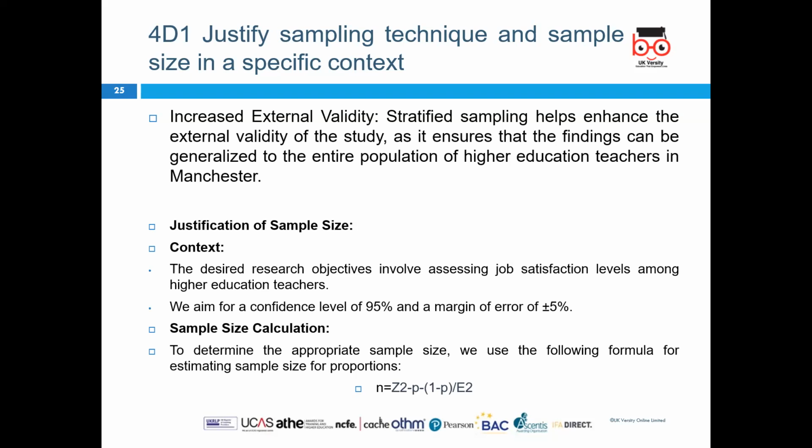So justification of sample size: the desired objectives involve assessing job satisfaction level amongst higher education teachers. Then we aim for a confidence level of 95% and a margin of error of plus or minus 5%. Then next is sample size calculation. Again, to determine the appropriate sample size, the formula n = Z² × P(1 − P) / E² can be used.